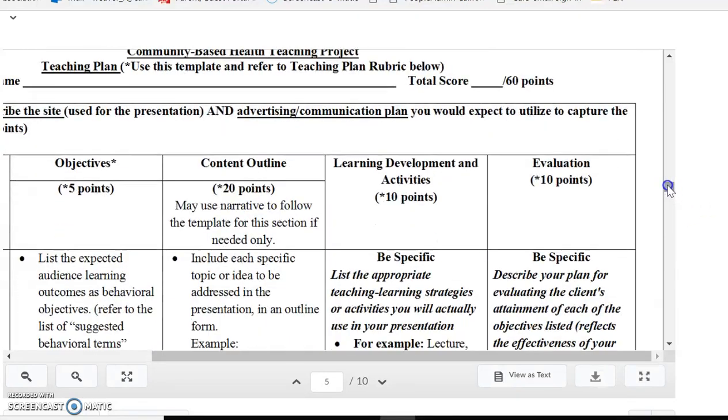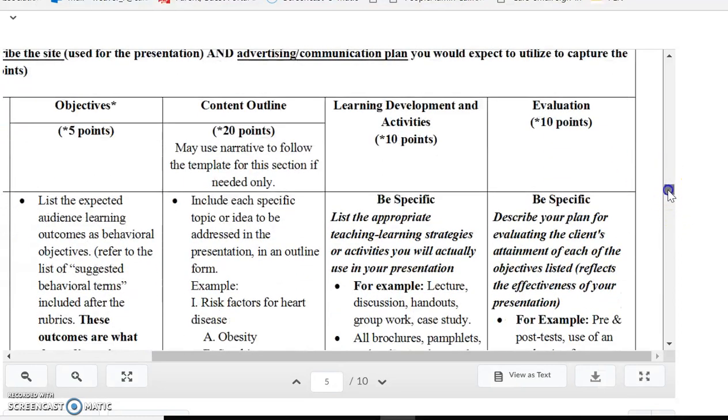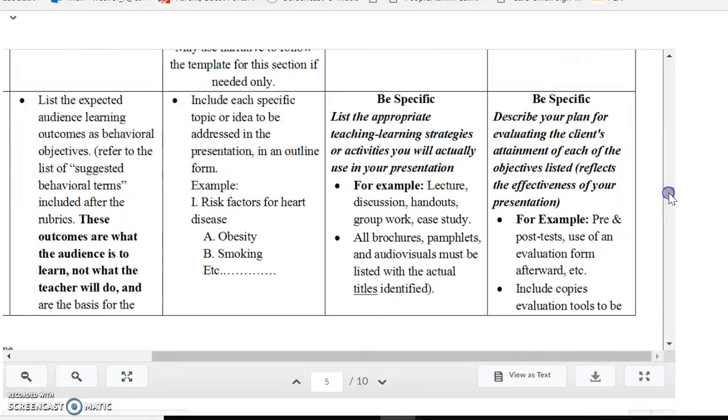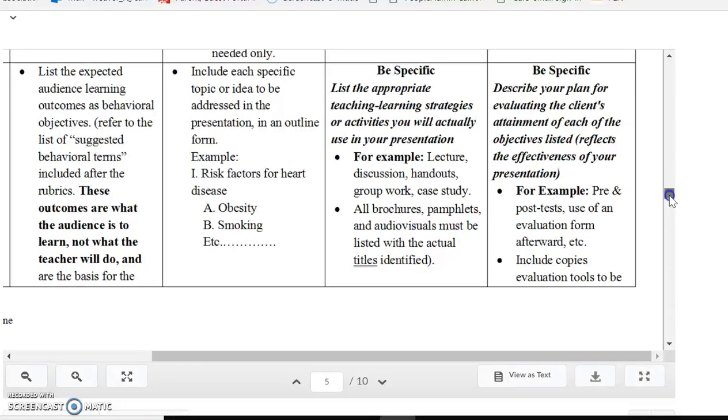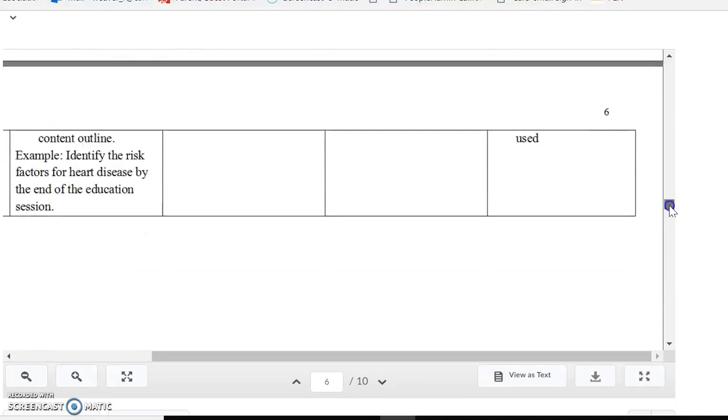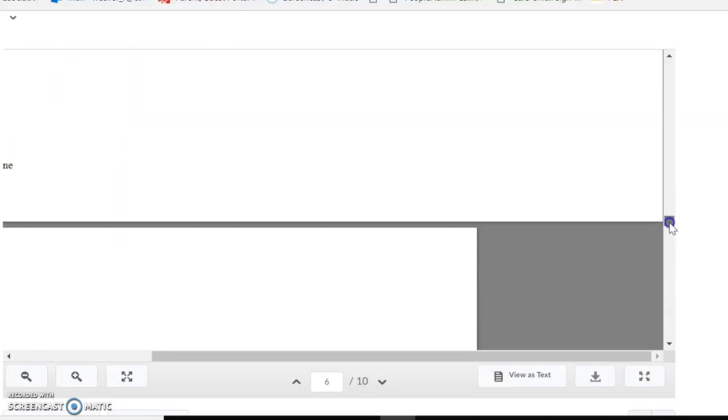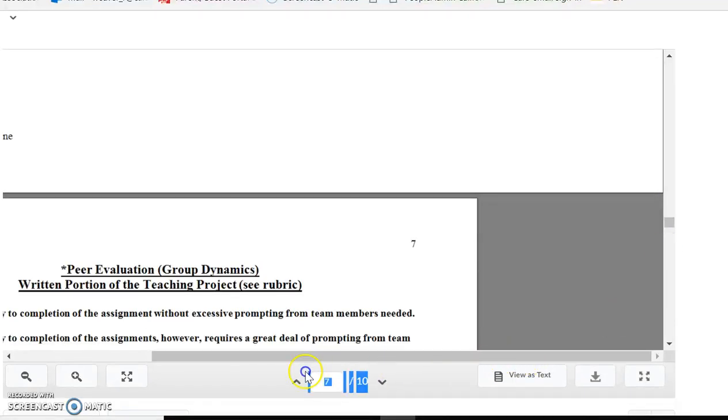And then your evaluation is, how do you know whether you were effective? So maybe you did a pre and post test, or maybe you had people fill out a survey, something like that. So that's just an example. So that's the written part. I did give you some additional resources here.